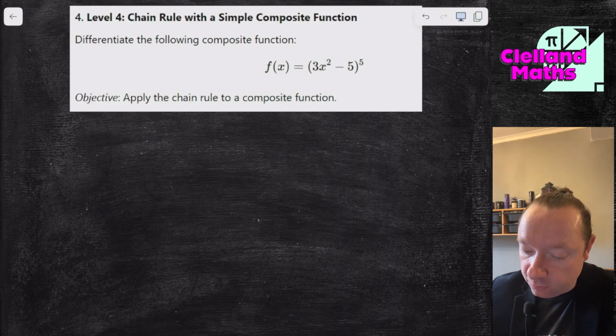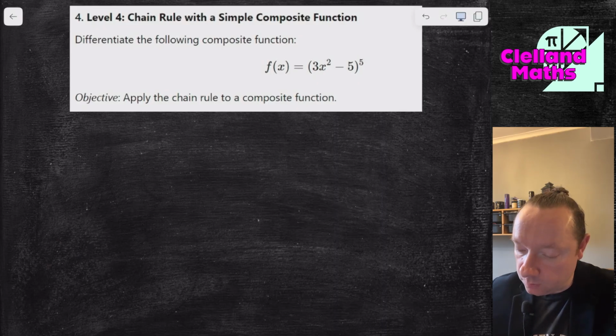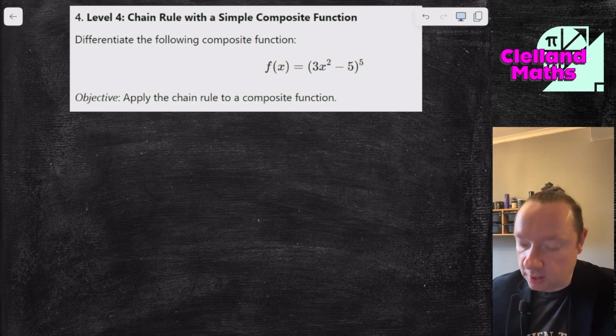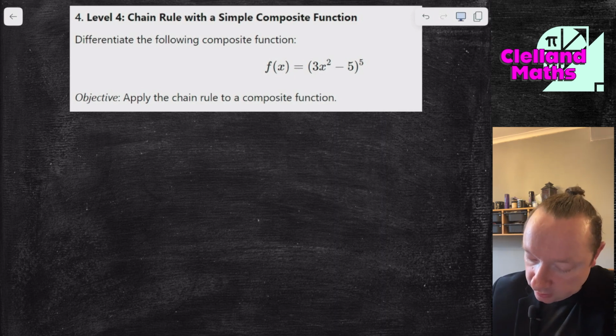GPT now gives us level 4, chain rule with a simple composite function. Differentiate the following composite function. F of x is 3x squared minus 5 to the power of 5. So a composite function means you're using the chain rule, which is in higher maths, so that's good. At least that's still there.